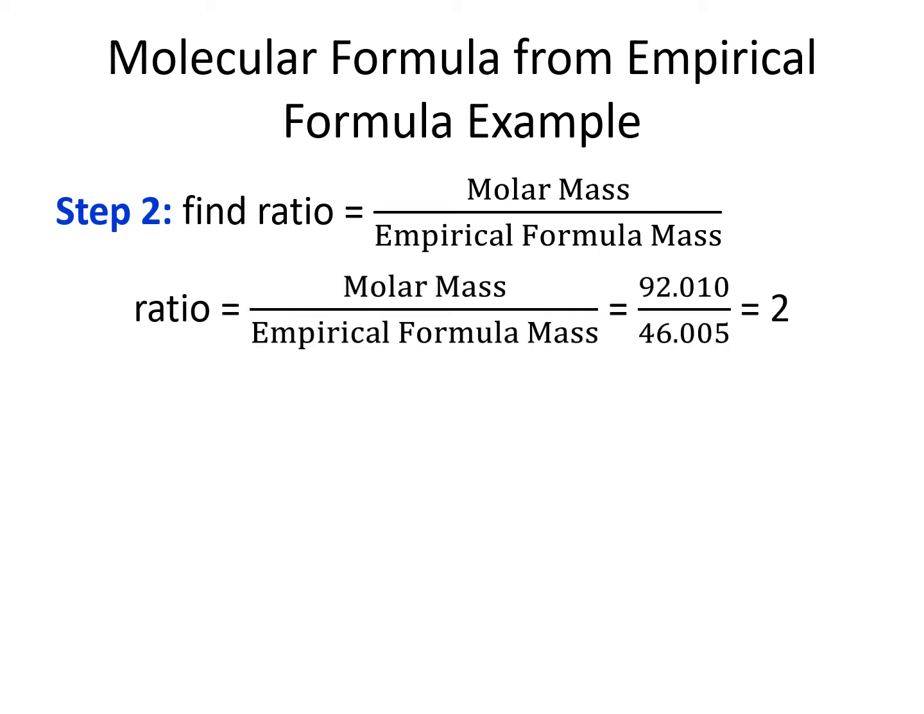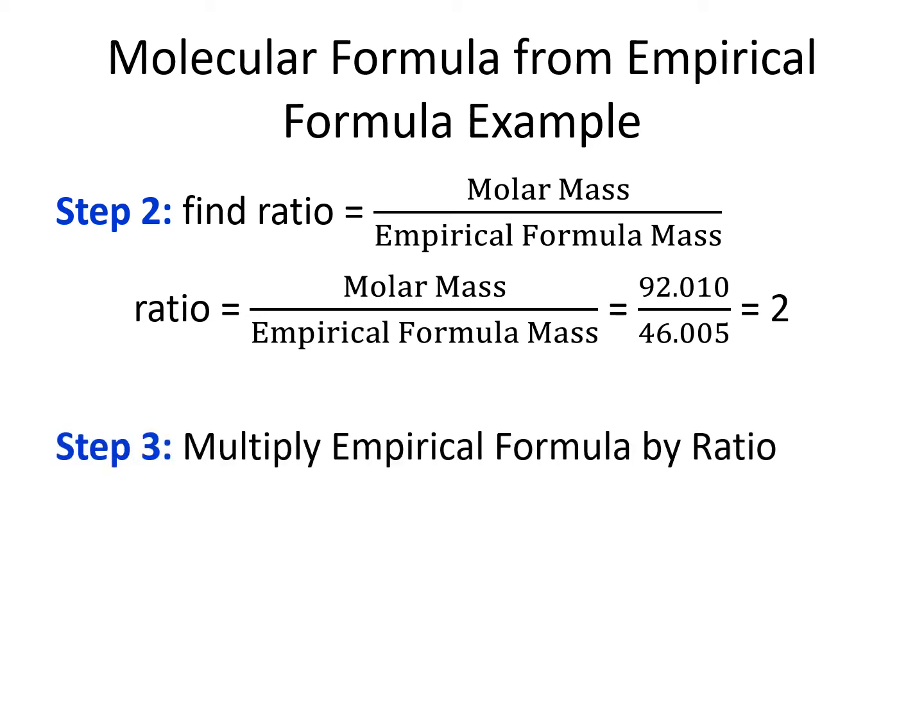We've got 92.010 divided by 46.005, which gives us a ratio of 2. This is telling us that our molar mass, that is the mass of the molecule, is twice as big as what we'd expect based on the empirical formula. In step 3, we're going to take that ratio and multiply each of our subscripts in our empirical formula by that number. We had 1 nitrogen and 2 oxygens. We multiply each of those by 2, which gives us 2 nitrogens and 4 oxygens. Therefore, our actual molecular formula is N2O4.